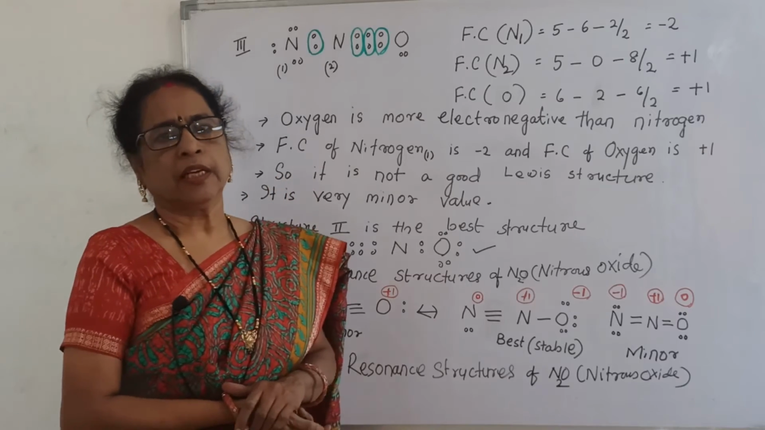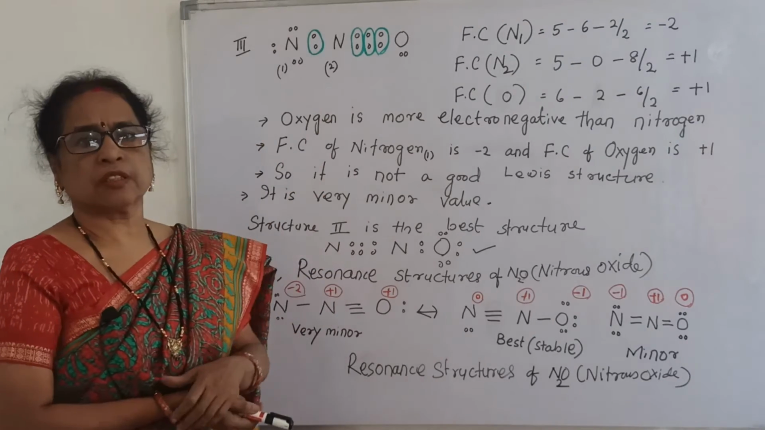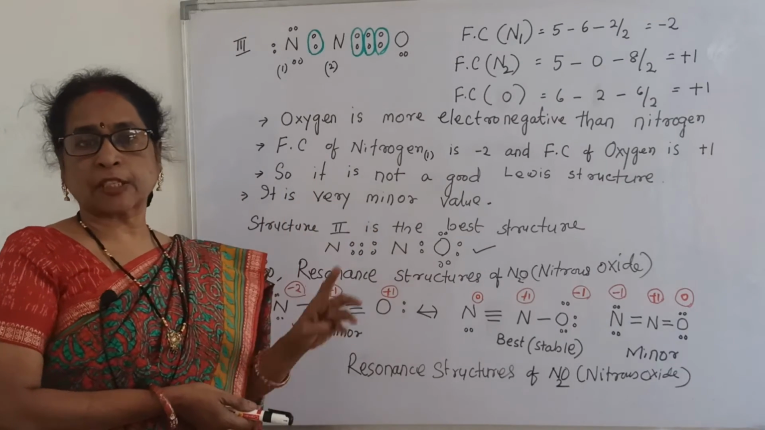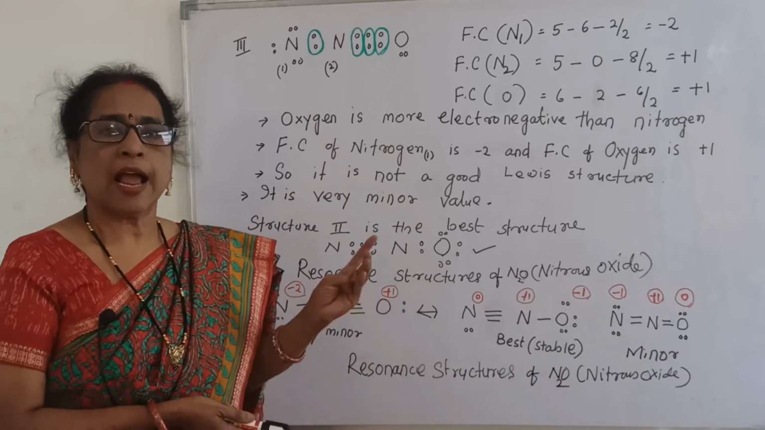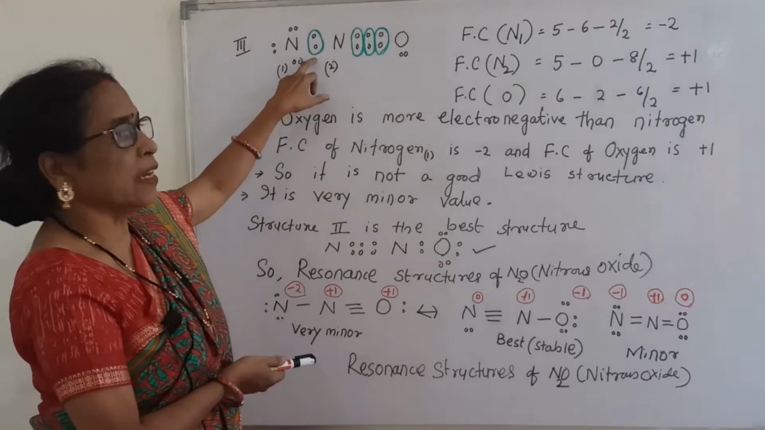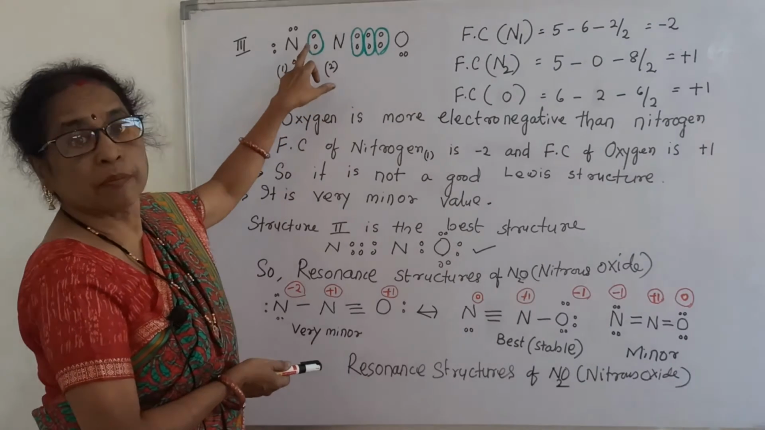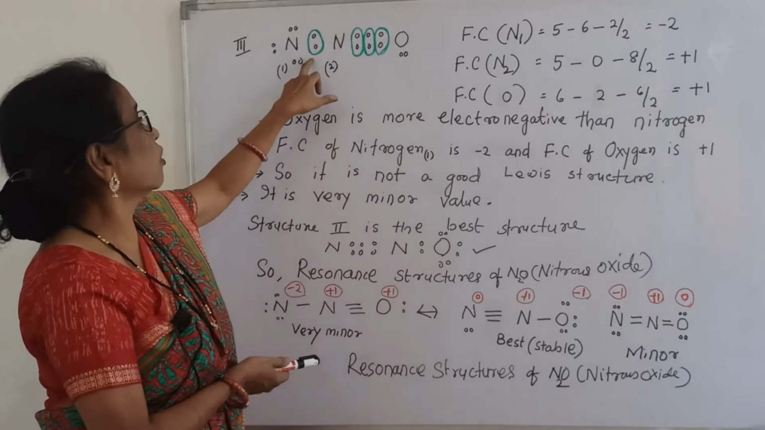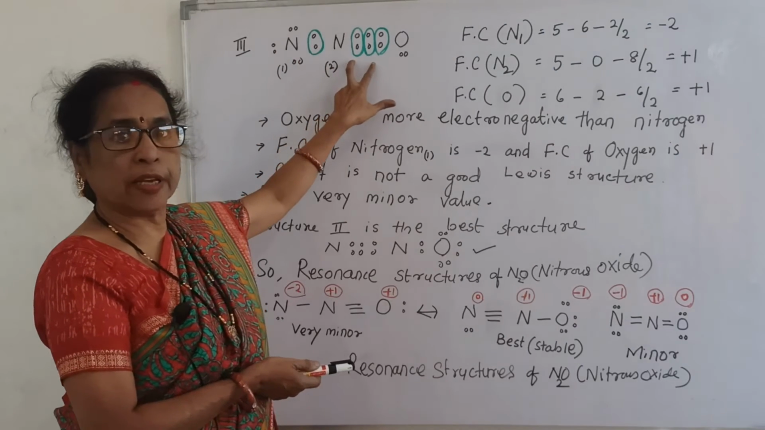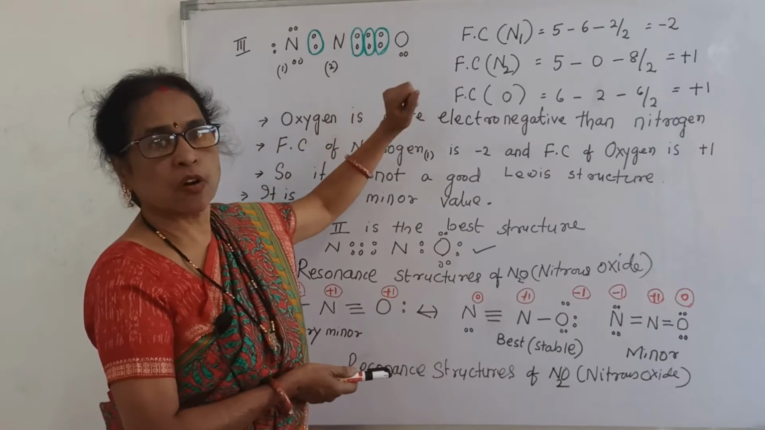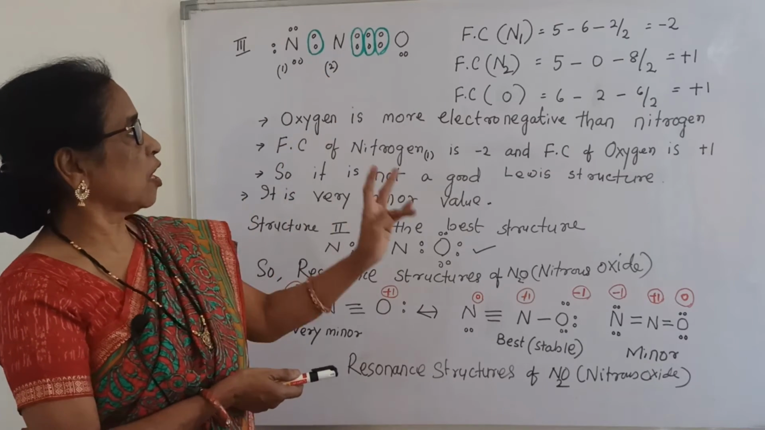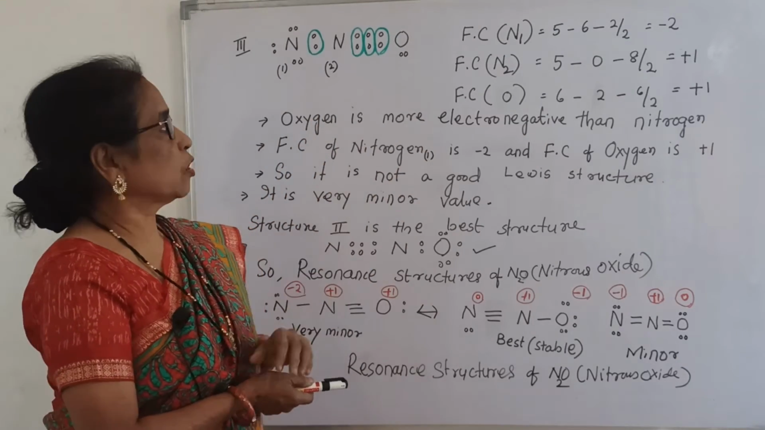Now here it is the third Lewis structure of nitrous oxide. Already I have explained structure 1 and structure 2. Now in structure 3, here one pair of electrons, that is bonding electrons, between these two nitrogens, and 3 bonding pairs between nitrogen and oxygen. Then it is easy to calculate the formal charge of nitrogen 1, nitrogen 2 and oxygen.